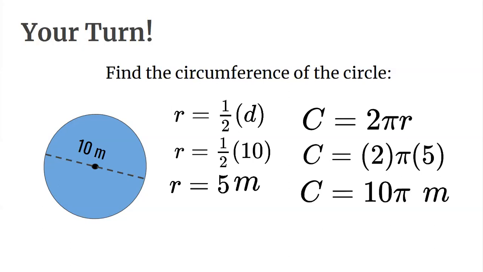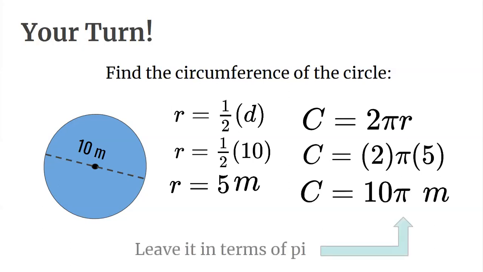10 pi meters, I believe that's how you say it. 10 times pi meters is the circumference. So again, leave it in terms of pi, which means just leave the pi symbol right there. You don't have to multiply 10 pi to get a long decimal.